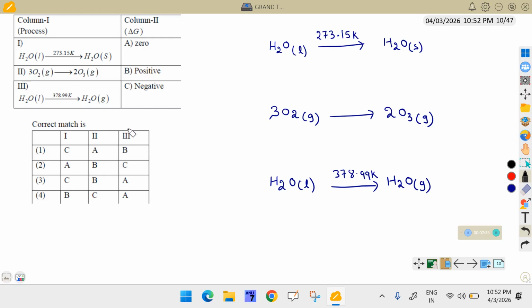Match the following. H2O liquid is converted to H2O solid. Temperature is given as 273.15 kelvin. Nothing but this is equal to 0 degrees Celsius. This is standard temperature.